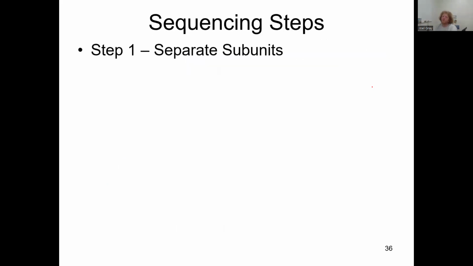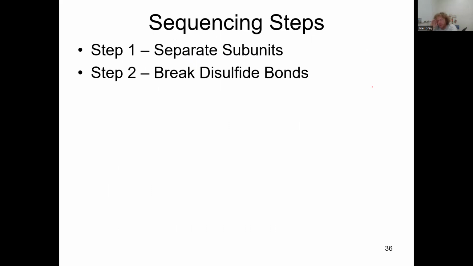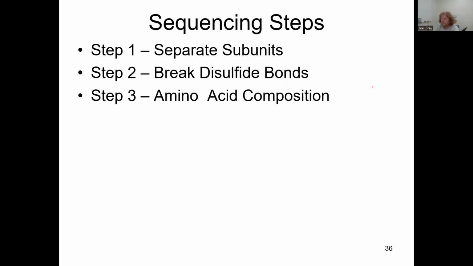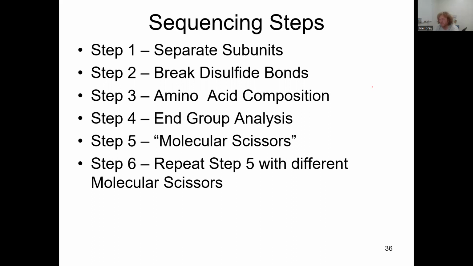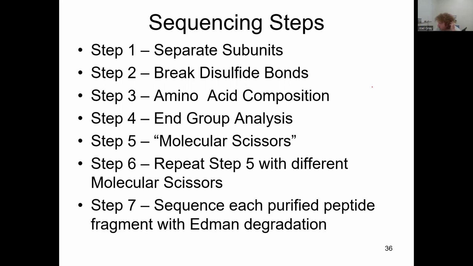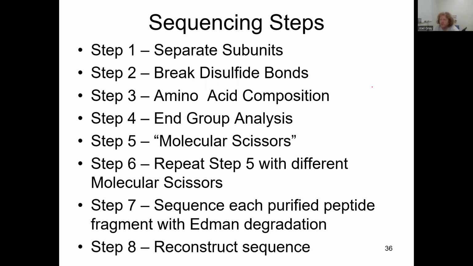Now, the steps in sequencing: first, you have to separate any multimeric protein into individual subunits. Next, you break the disulfide bonds. Third, determine the amino acid composition. Fourth, do N group analysis. Fifth, use molecular scissors. Sixth, repeat step 5 with different molecular scissors. And seventh, sequence each purified peptide fragment with Edman degradation. And finally, reconstruct that sequence.